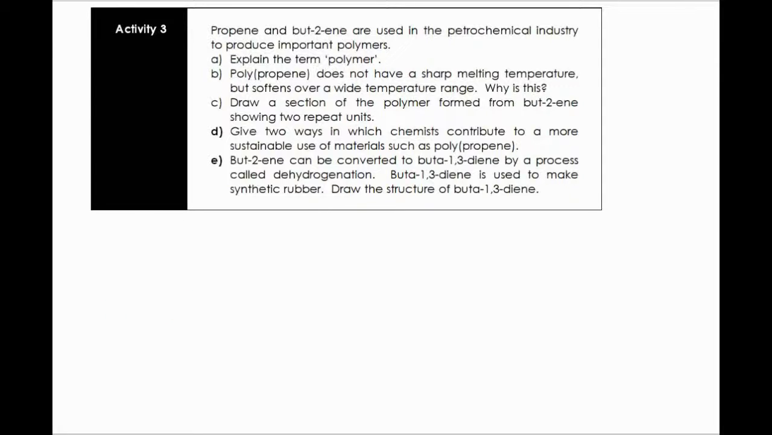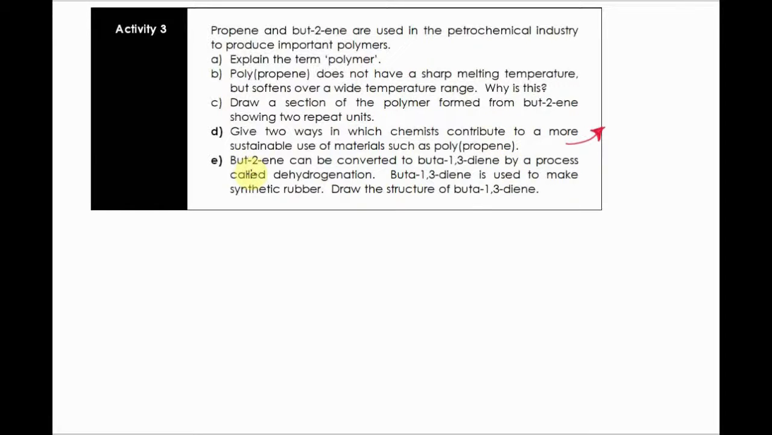Give 2 ways in which chemists contribute to a more sustainable use of materials such as polypropene. Well, you can burn the waste polymer and use it to make energy, so you're putting the waste to good use, you're not just burying it. You can also break it down in a cracking reaction like you do with long chain crude oil, to make shorter chain materials which can be used for chemical feedstocks. Or alternatively, you can get waste material sorted and recycled like they do at a lot of these recycling centres these days.